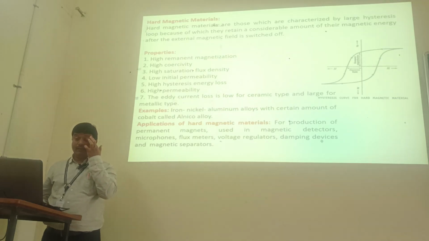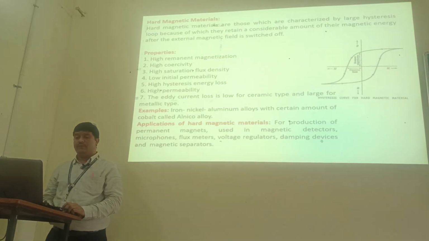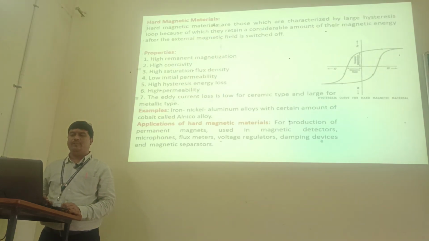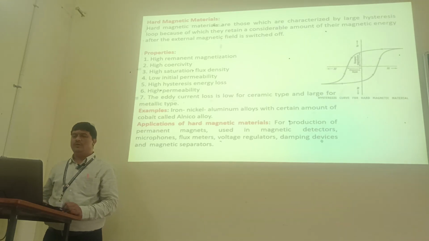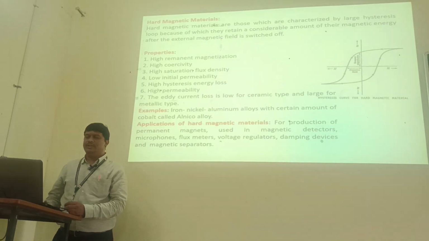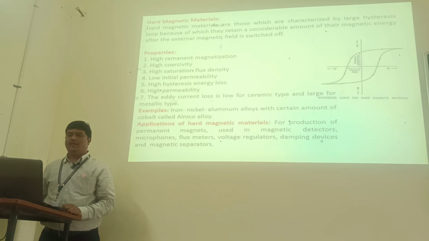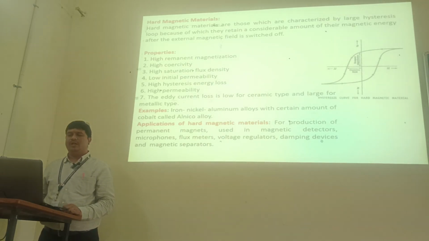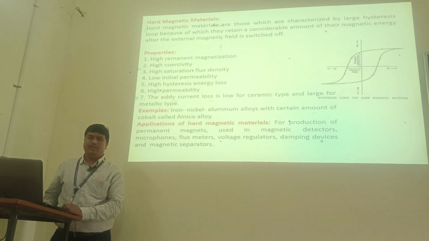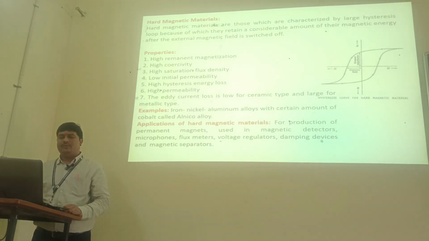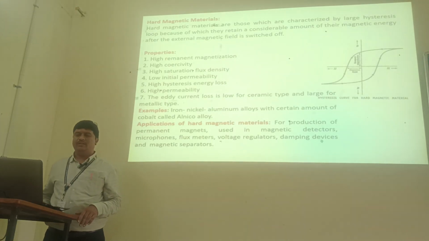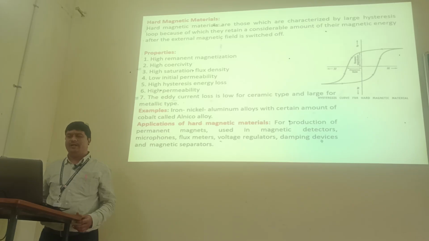According to the hysteresis loop, there are two types of magnetic materials: soft magnetic materials and hard magnetic materials. Hard magnetic materials are characterized by a large hysteresis loop, because they retain a considerable amount of their magnetic energy after the external magnetic field is switched off. That means a material that is hard to magnetize or hard to demagnetize is known as a hard magnetic material.